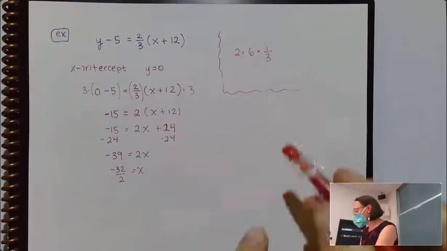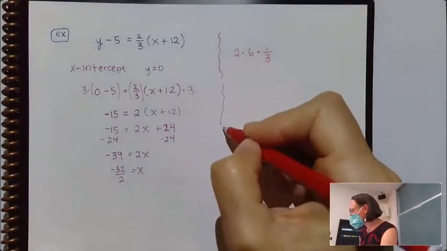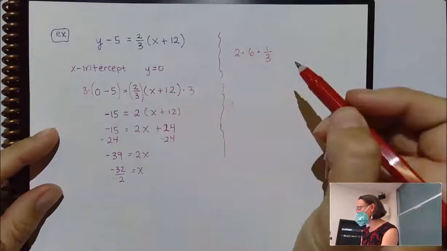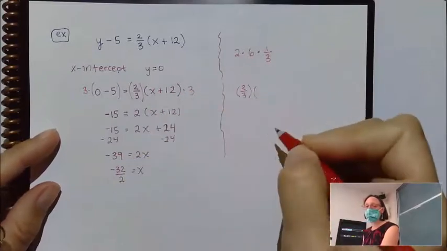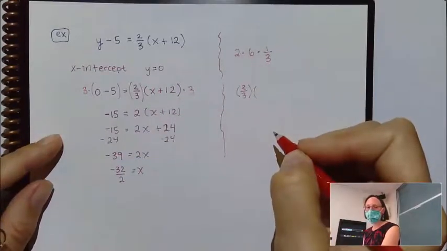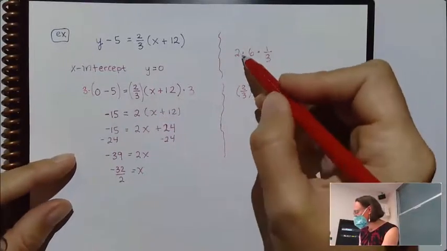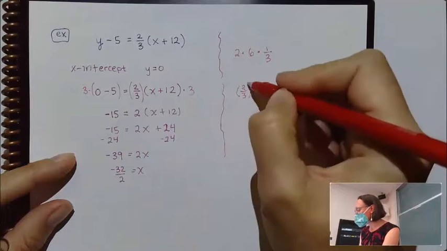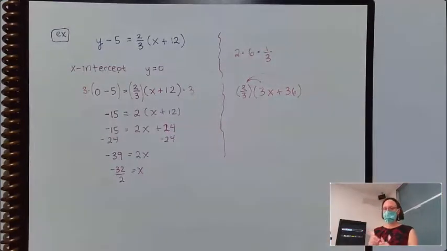Now, as an alternative, you absolutely could distribute the 3 and not multiply it by the 2/3 yet. So you could do 2/3 and then distribute the 3 into the parentheses instead. And get 3x plus 36 and then distribute the 2/3 back in. But that would be gross. So that is not the choice I made. Also, it's possible I can't do math.